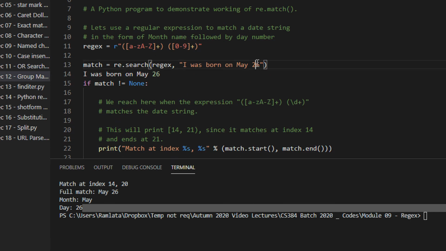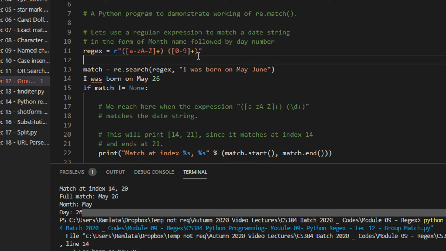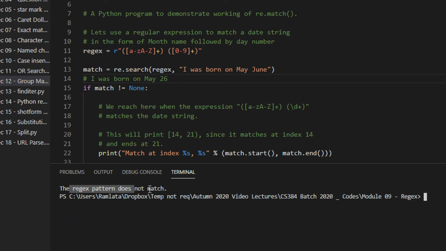For example, if I kept something like May and June, this expression will not match anything. Oh, sorry, this I did not comment out. So you can see the regex did not match anything, because a string followed by a number was not in this case.